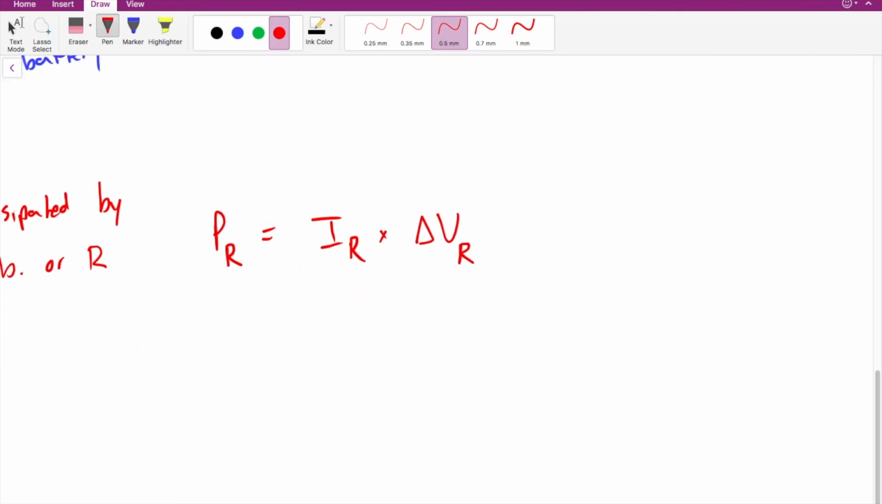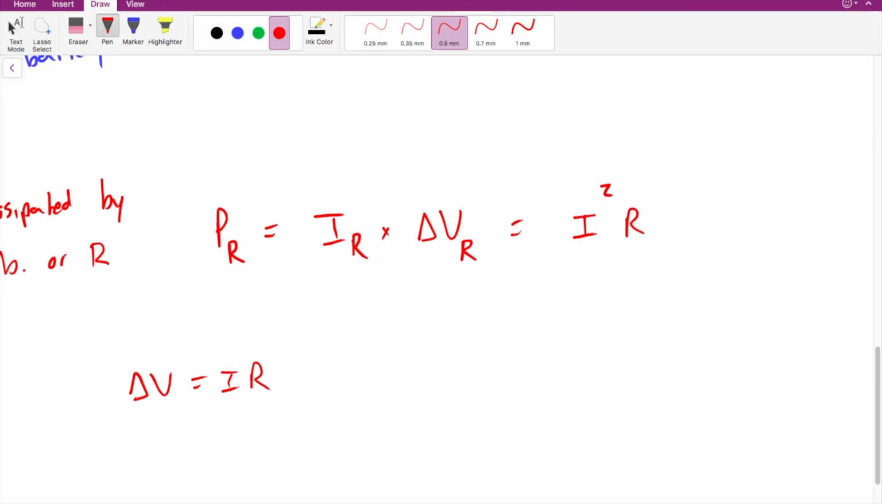And if we recall Ohm's law, we can actually write power in different terms. So if we recall Ohm's law, delta V is equal to I times the resistance, IR. We can replace delta V in this case, and we can let power equal I of the resistor squared times R, or we could replace the current with delta V over R. In this equation, we can let this equal delta V squared over the resistance.